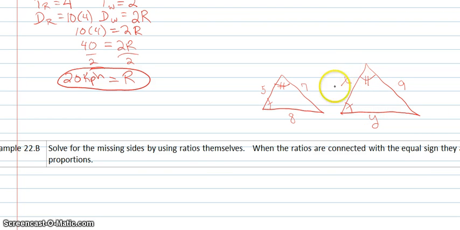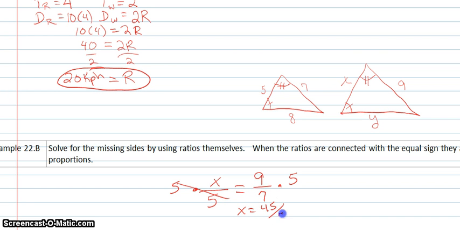So to solve for x, I would say x over 5 equals 9 over 7. So I've kept the big triangle on top and little triangle numbers on bottom. You want to just keep them in that same order. Then I would just multiply both sides by 5. So x equals 45 over 7.